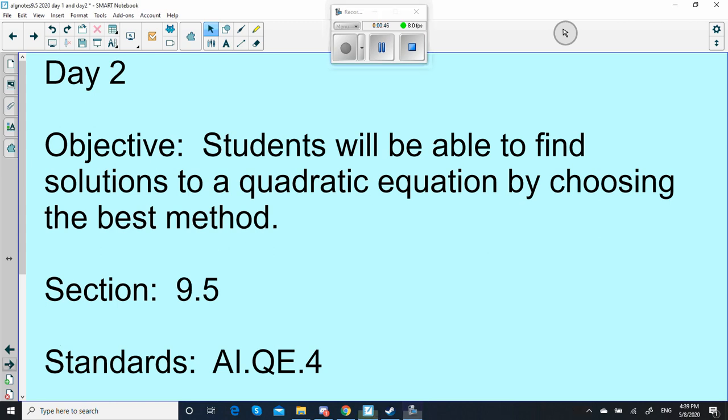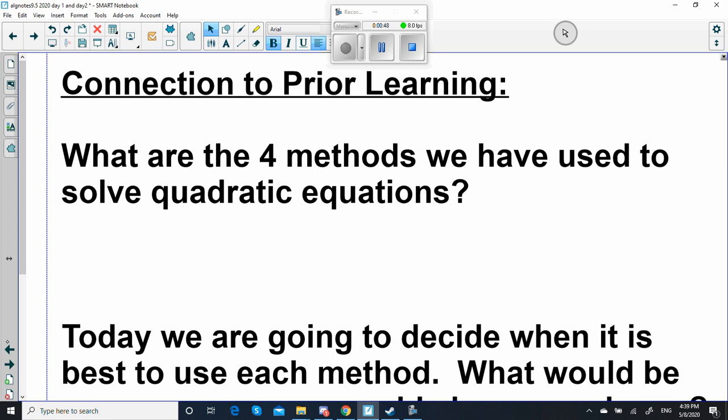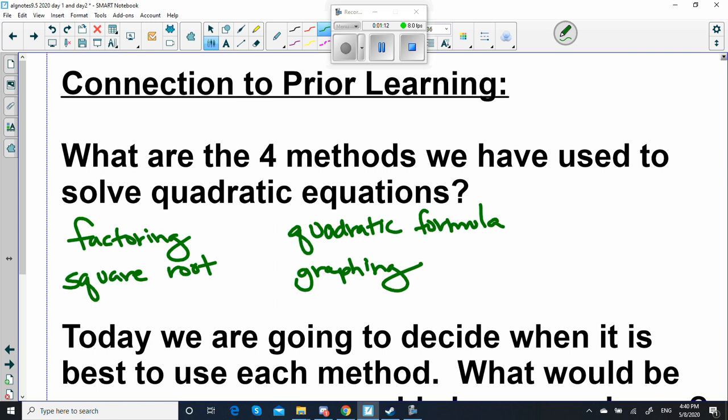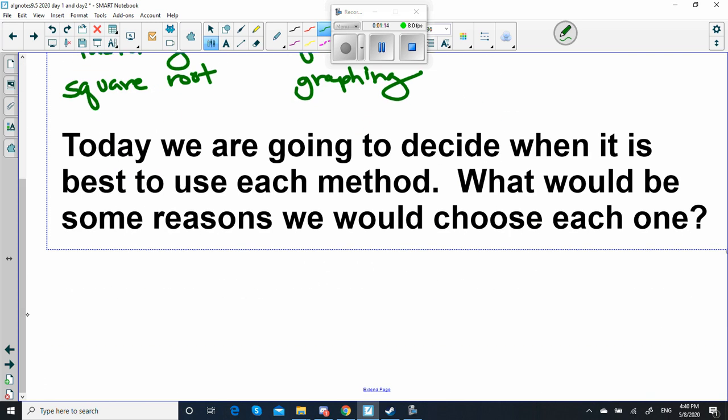All right, here we go. Day 2. Four ways we've used to solve quadratics. My favorite, factoring. Another favorite, square root. Quadratic equation or quadratic formula. And then my least favorite would be graphing. So today we're going to decide when it's best to use each method. What would be some reasons we would choose each one?